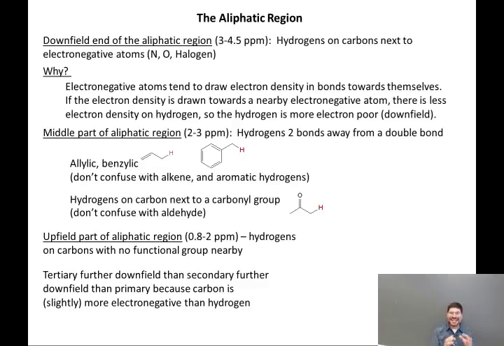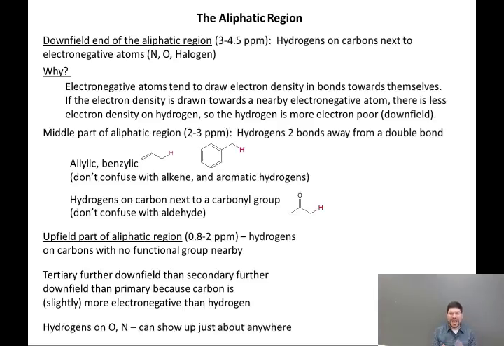Because carbon is slightly more electronegative than hydrogen is. So if you have a tertiary hydrogen, it's going to have 3 carbon atoms in addition to the hydrogen. A secondary is going to have 2 carbon atoms in addition to the hydrogen. Primary is only going to have 1 additional carbon atom. So because carbon is slightly more electronegative than hydrogen is, those will appear slightly further downfield.